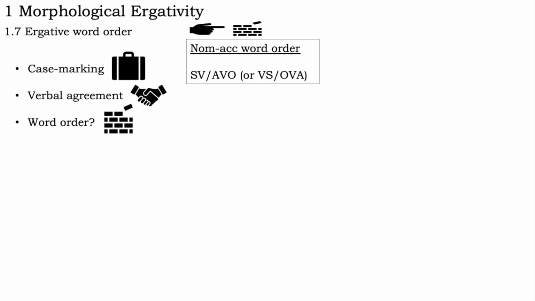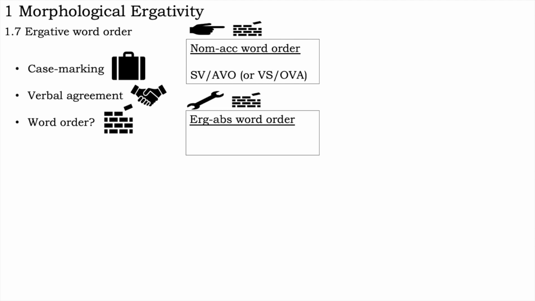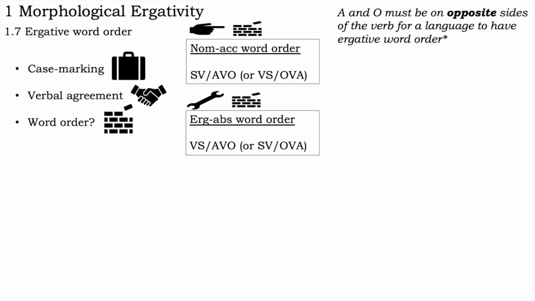S and A are in the same position in the sentence, and O is at a different place, with regards to the verb. An ergative word order then would be something like VS/AVO, where S and O are in the same position, and A is different. Note that A and O must be on different sides of the verb for a language to have ergative word order, although see the example of Sanuma later on.